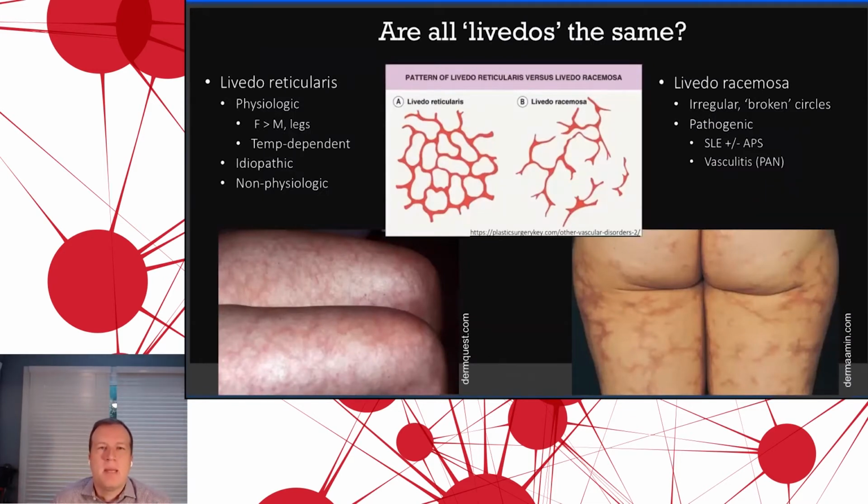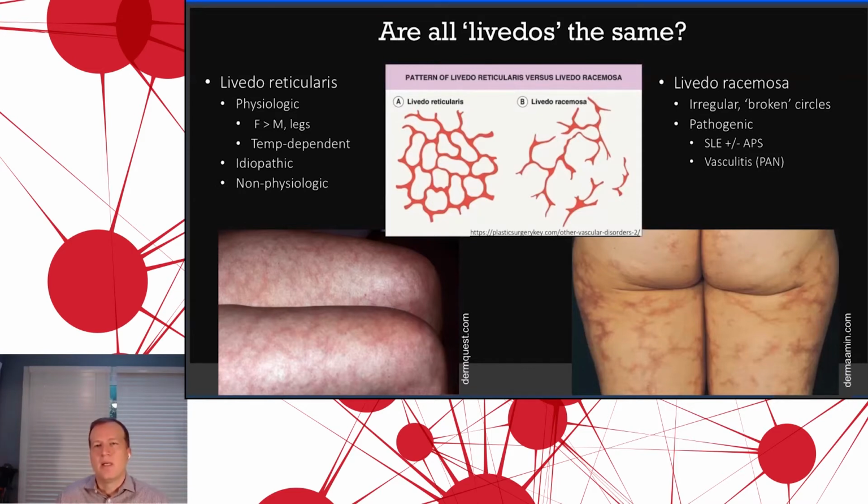So I would contend that maybe all of these livedos are not the same. So on the left side, we have the classic livedo reticularis that in most cases is considered a normal variant. It can be physiologic. There are patients that have fixed livedo that's called idiopathic, that doesn't change with temperature. And then occasionally we have pathogenic livedo reticularis, and this is seen particularly with early antiphospholipid syndrome and sometimes in lupus. And then on the right side, we have livedo racemosa, where I would contend that the vast majority of the time when you see this pattern of involvement, you are going to have an underlying pathology, and it's typically going to be vascular in origin.